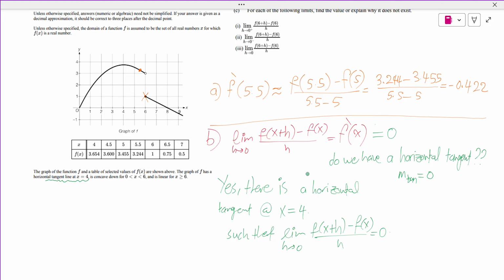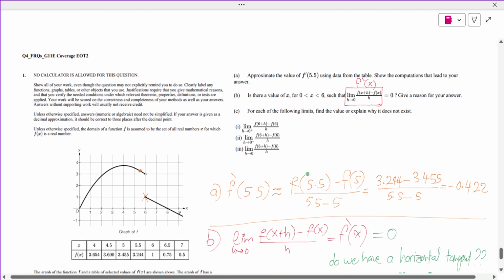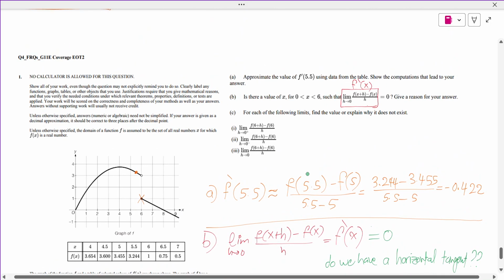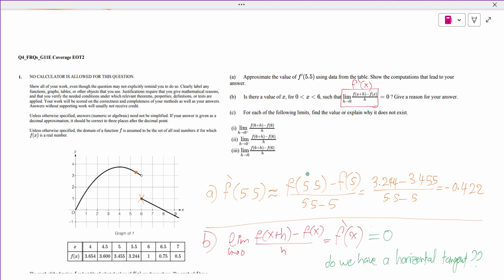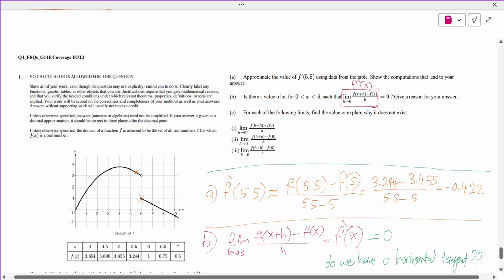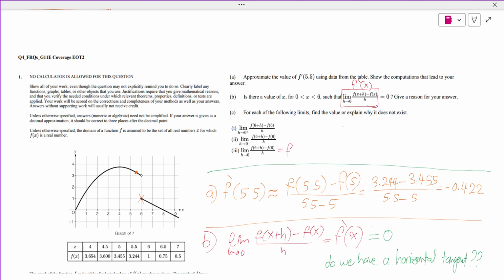So going back to part C. For each of the following limits, find the value or explain why it does not exist. Before we solve part C, let's analyze those three limits. What do they mean? Well, the last one looks familiar. It's equal to f prime of 6, right?